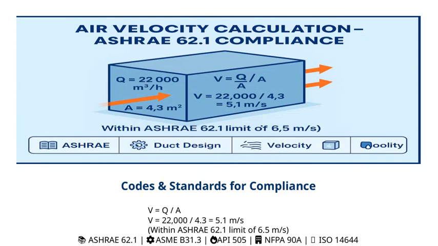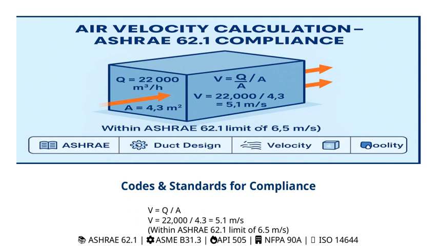Let's take a closer look at the codes and standards that guide our compliance efforts. On this slide, you'll see the calculation V equals Q divided by A, which gives us a velocity of 5.1 meters per second. This is important because it falls within the ASHRAE 62.1 limit of 6.5 meters per second, ensuring safe and efficient airflow.